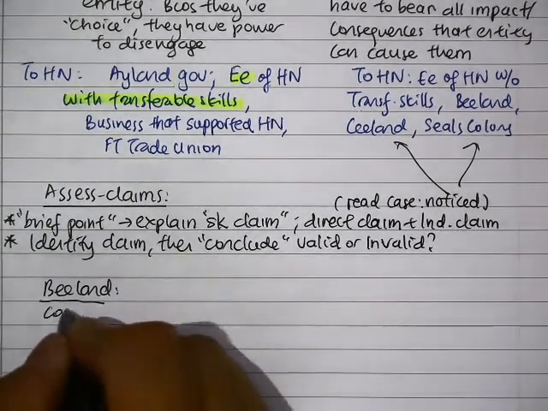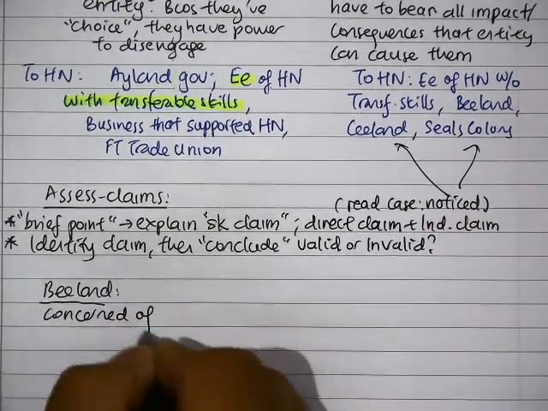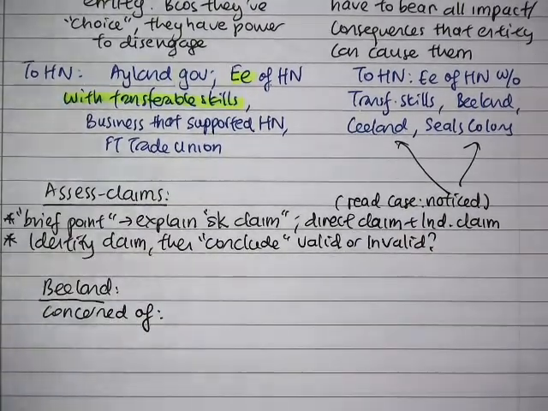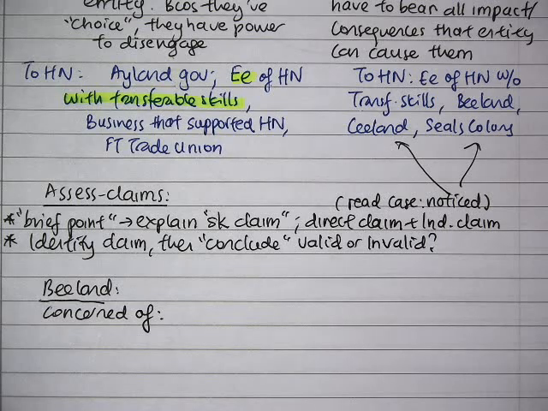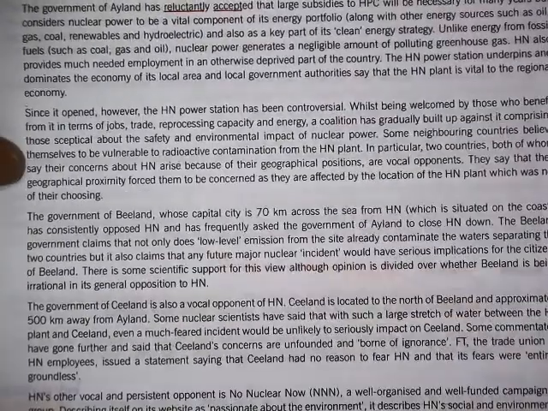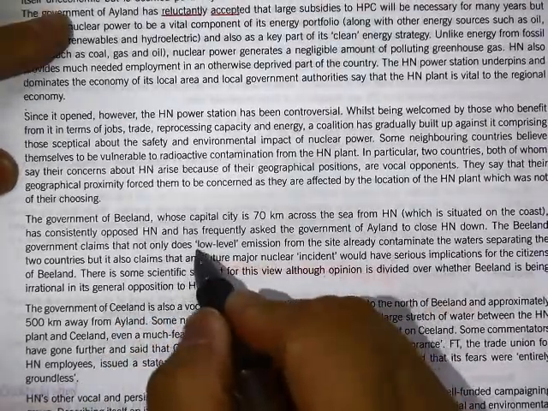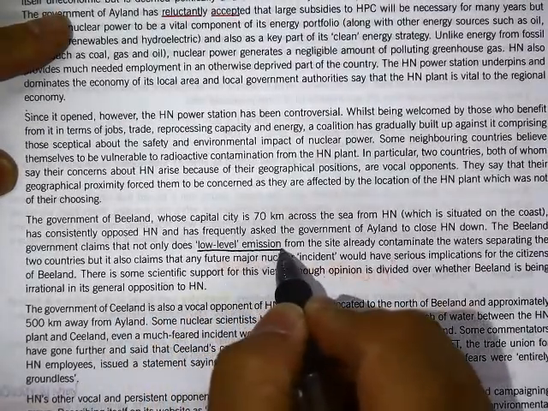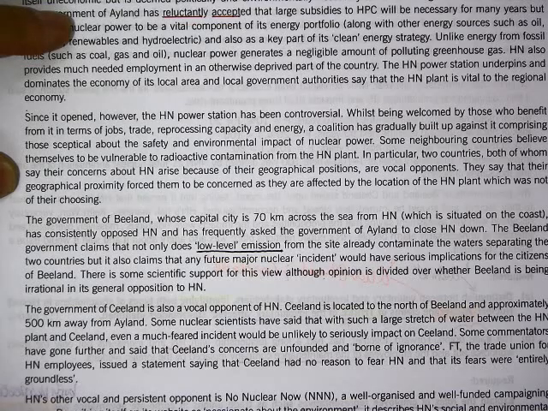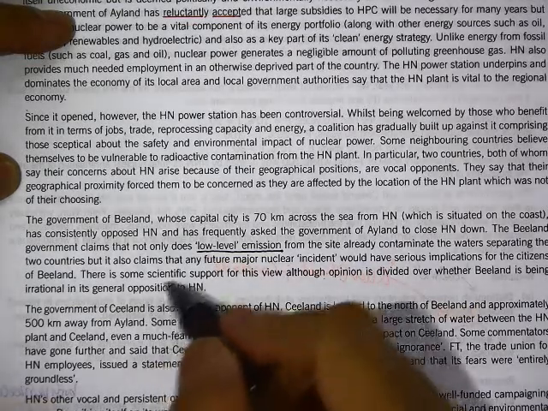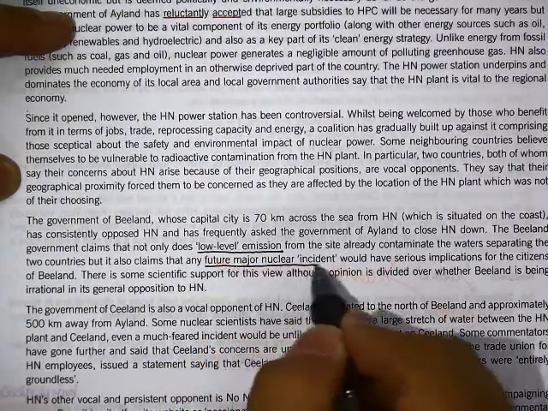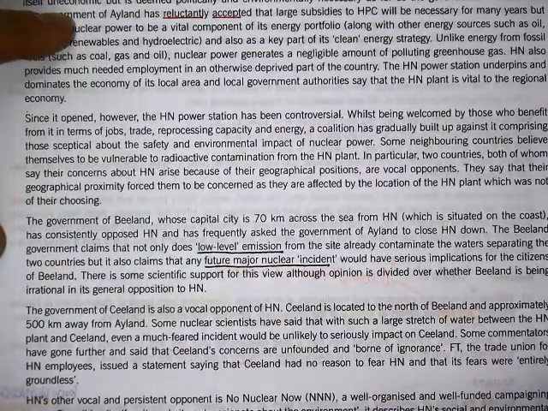Okay? Now here, they want you to assess a claim. So when you assess, you need to identify the claim and then you conclude whether it's valid or invalid, or recognized or not recognized. Okay, so I start with B-land. I don't start with the worker. For the worker, there's nothing much to say. We must refer to the case.